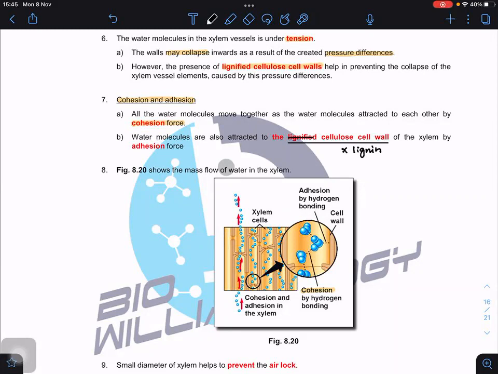Are you clear? Because of this bond, which is a hydrogen bond formed between the water molecule and the cellulose cell wall, the force is termed adhesion force.